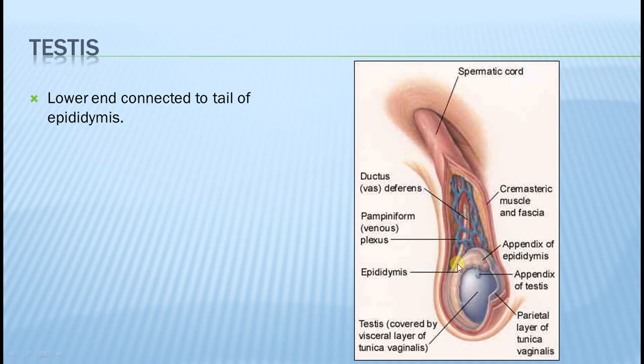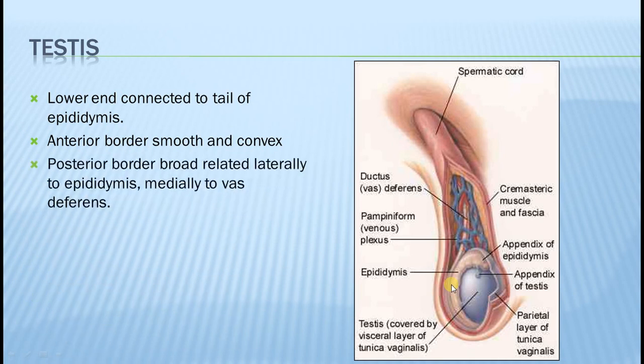Okay. So the epididymis actually invests the upper pole, then posterolaterally, and then the lower pole is related to the tail. Epididymis invests the upper pole, posterior border, and the lower pole of the testis. Anterior border is actually smooth and convex. Posterior border, as I told you, laterally related to the epididymis. Medially you can see the vas deferens. From the tail of epididymis, turning backwards and ascending upwards is the vas deferens.